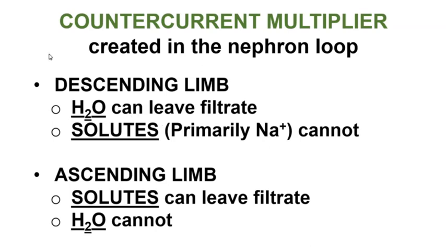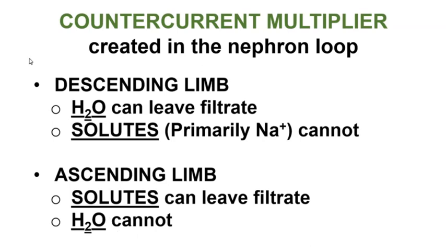So the descending limb is permeable to water, but it is not permeable to sodium, or solutes, I should say. Primarily sodium is what we're going to focus on here. So water can leave the filtrate in the descending limb, but solutes like sodium are unable to leave the filtrate in the descending limb. In the ascending limb, however, the ascending limb that's making its way up to the distal convoluted tubule, the opposite is true here. So solutes like sodium are able to leave the filtrate, but water is not able to leave the filtrate. That is, the ascending limb is impermeable to water.